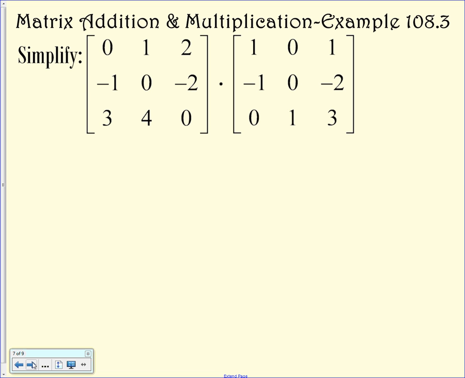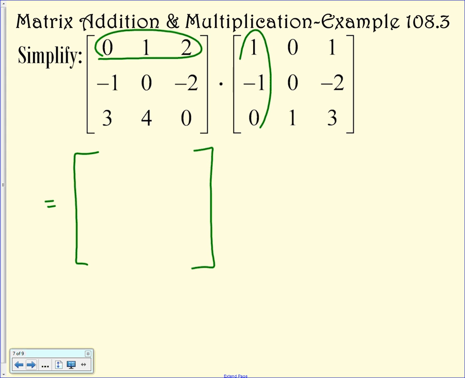However, we are going to end up multiplying a little bit more because we've got more terms to deal with, more elements. So we're going to start with the first row and the first column.